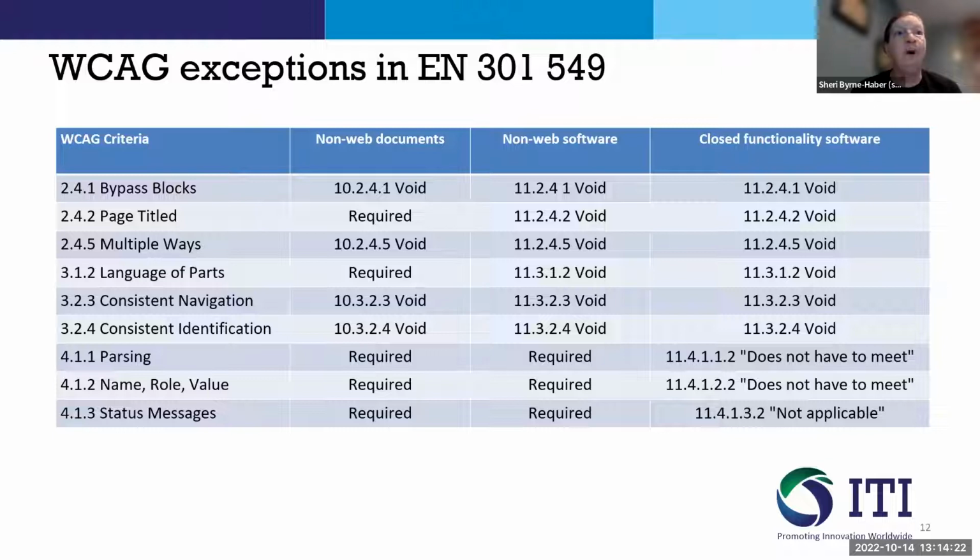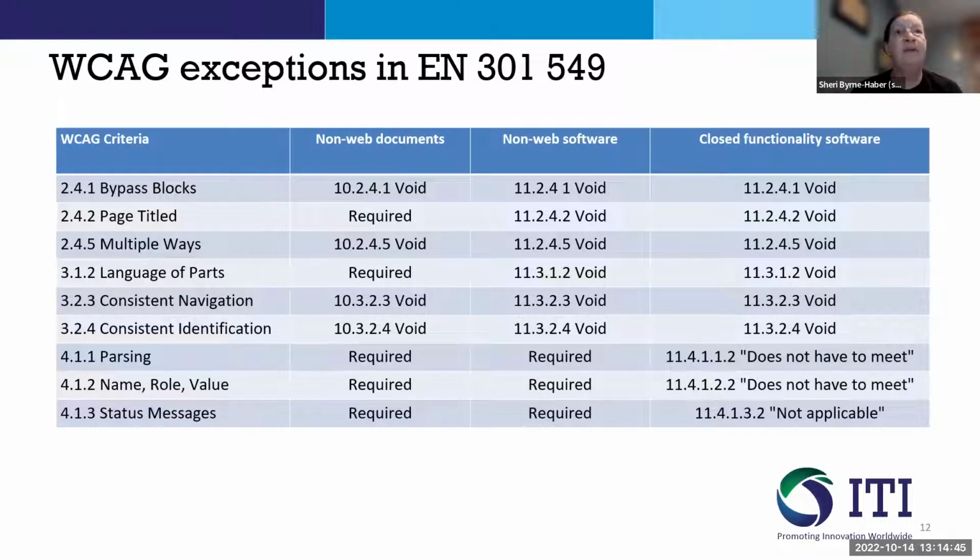3.1.2, which is language of parts, is required for non-web documentation, but void for the other two categories. It's void for non-web software, and it's void for closed functionality software. Consistent navigation, which is 3.2.3, and consistent identification, which is 3.2.4, are void for all three categories.